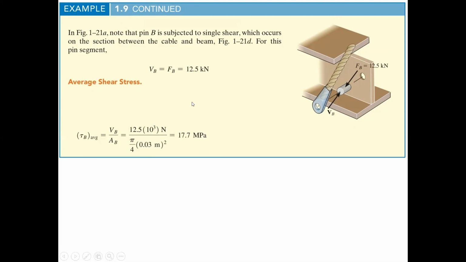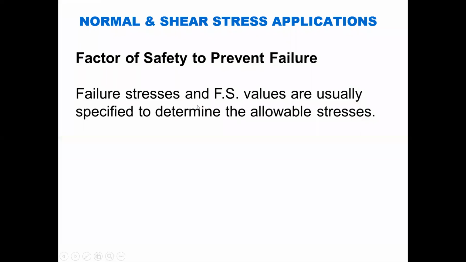Okay, so these would be what are called analysis conditions of this structure. We haven't done any design at this point. We're just really analyzing what are the stresses in the pins. In order to get into design, we need to talk about what are called allowable stresses, and we'll talk a little bit about a factor of safety.